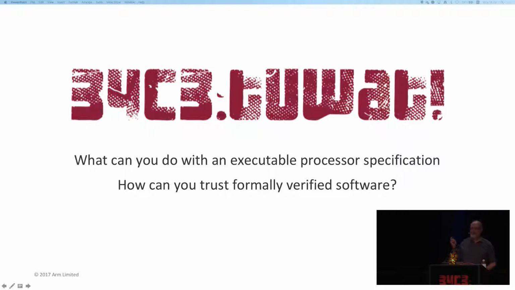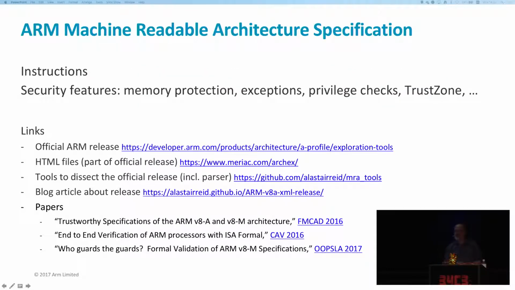So this specification that ARM released, what's in it? Well, there's lots of instruction descriptions, of course, but there's also lots of really interesting security features, things to do with memory protection, exceptions, privilege checks, and so on. So there's lots of really interesting stuff if you're interested in how secure your device is and how to make sure it really is secure.